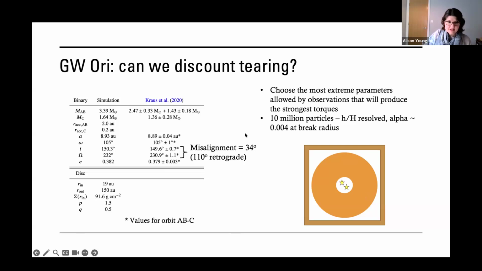So the misalignment that I used was 34 degrees. I also tried a retrograde disk. And the reason for this is that if you have a disk that's tilted towards you on the sky, there's a degeneracy between it rotating prograde and being tilted one way, and being tilted away from you and rotating retrograde on the sky. And we can't necessarily be sure which way round it is for other reasons. So it was worthwhile to test if it was actually retrograde. And that would be really cool if it was.